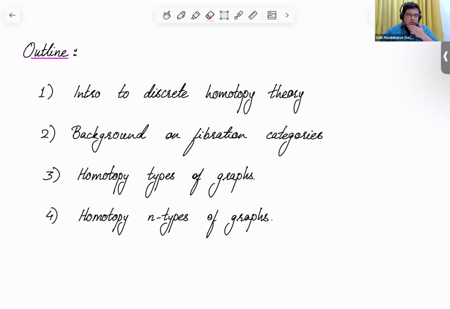I'll give a brief background of fibration categories. I think in the seminar there was recently a talk about model categories. Fibration categories are an alternative framework for doing abstract homotopy theory. Then I'll get to fibration category structures for the homotopy types, or the homotopy infinity types, of graphs. And then we're going to look at homotopy n types of graphs.